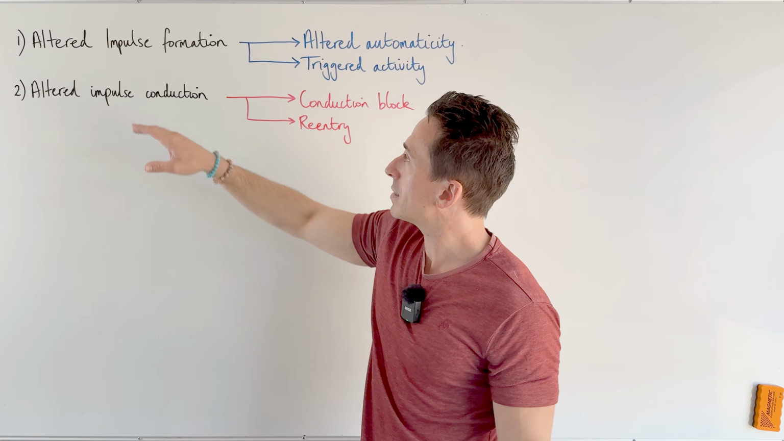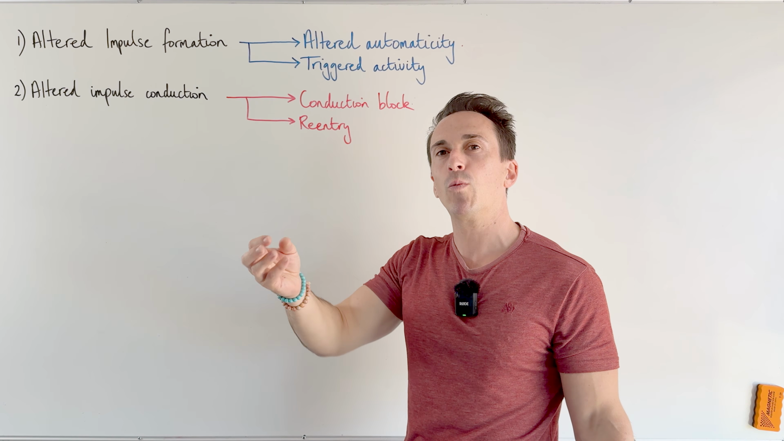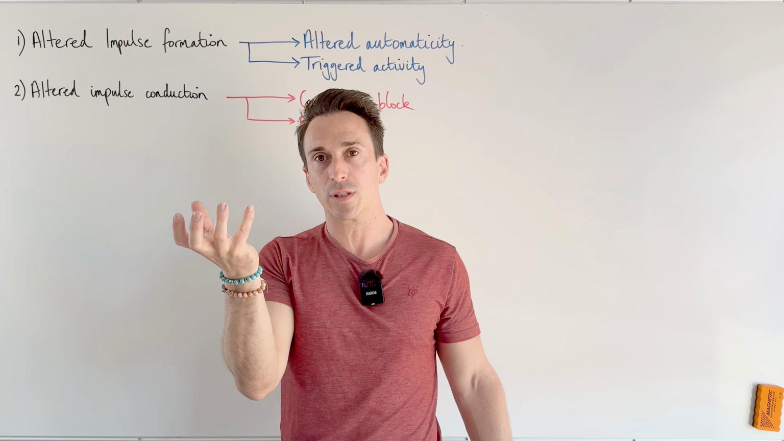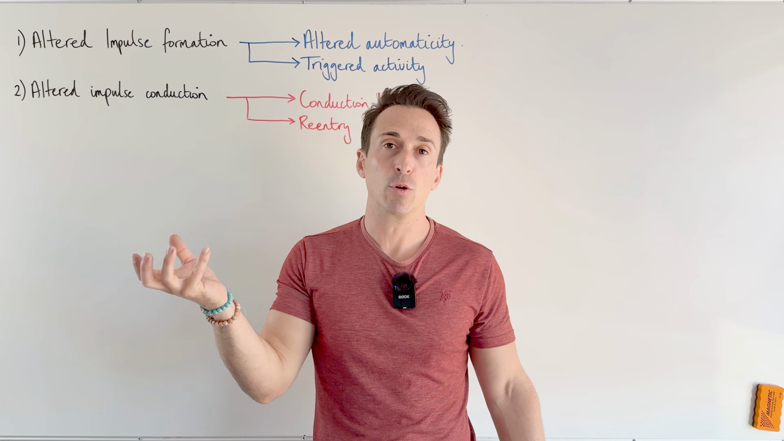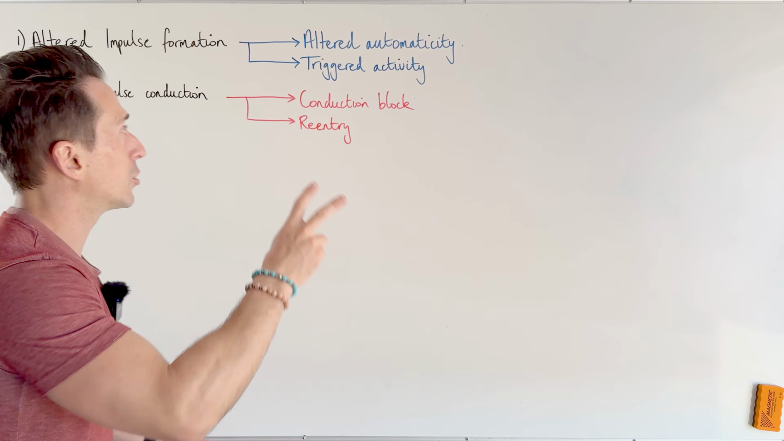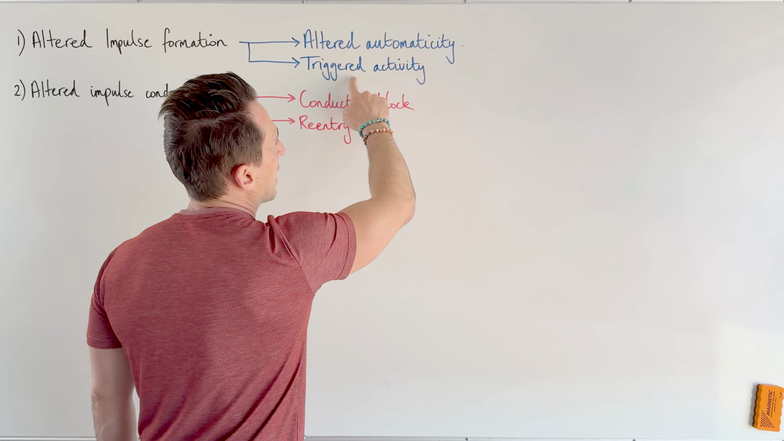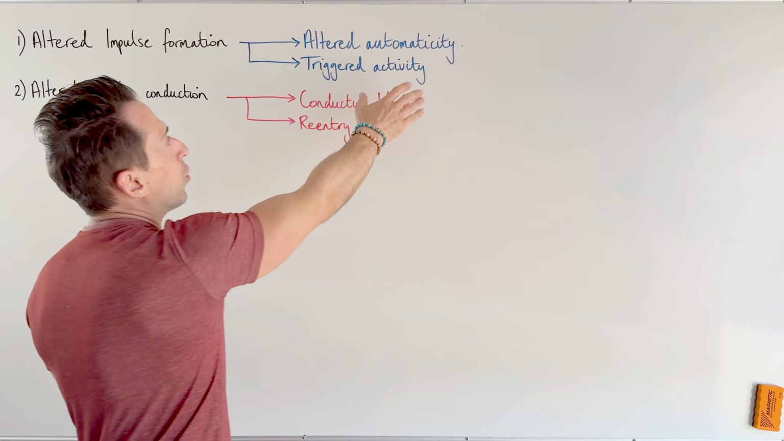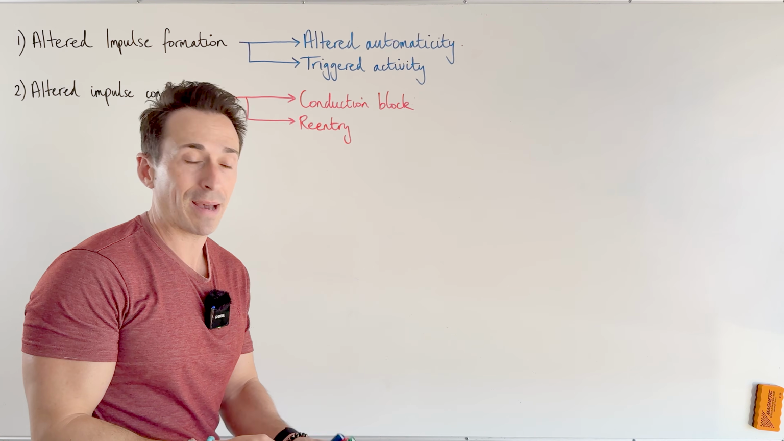Easy. We're going to start by looking at the impulse formation issues. So ways in which when we form the electrical signal, there's a problem that's happening and that results in a cardiac abnormality or arrhythmia or dysrhythmia. So I've broken that up into two different subcategories: altered automaticity and triggered activity. So what do we mean by altered automaticity? Let's first talk about what we mean by automaticity.